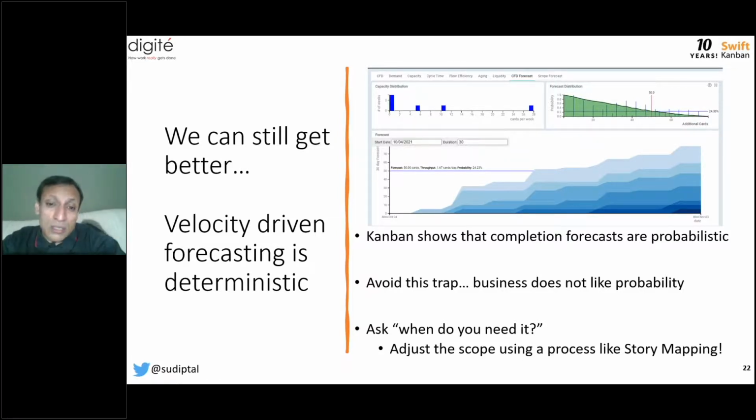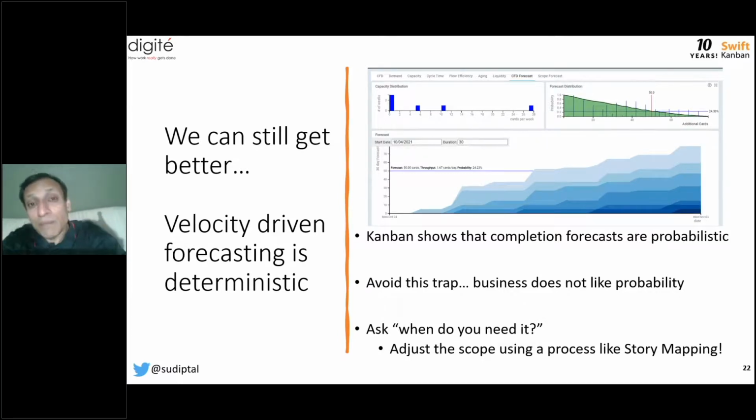So most management teams ask the question, when can I get it? Right? Here's the scope. By when can I get it? By when will I have it? And the best practice and the guideline is to flip the question and say, hey, when do you need it? Because if you tell me when you need it, then I can understand that, okay, if you have another 60 days by when you need it, then I can tell you how many cards I can get done in those 60 days with an 80% confidence probability.